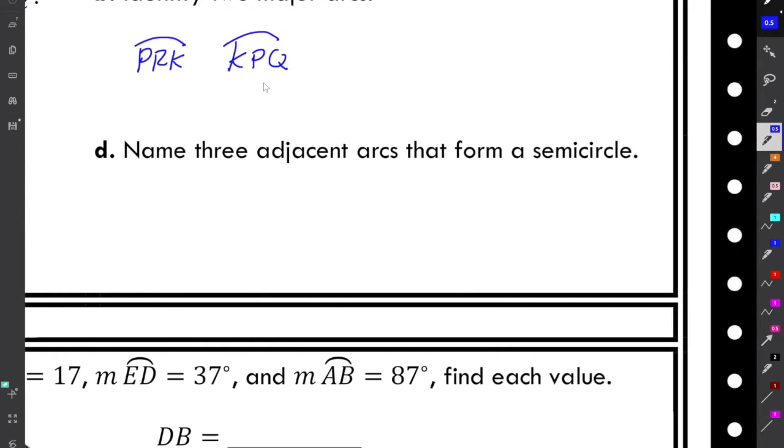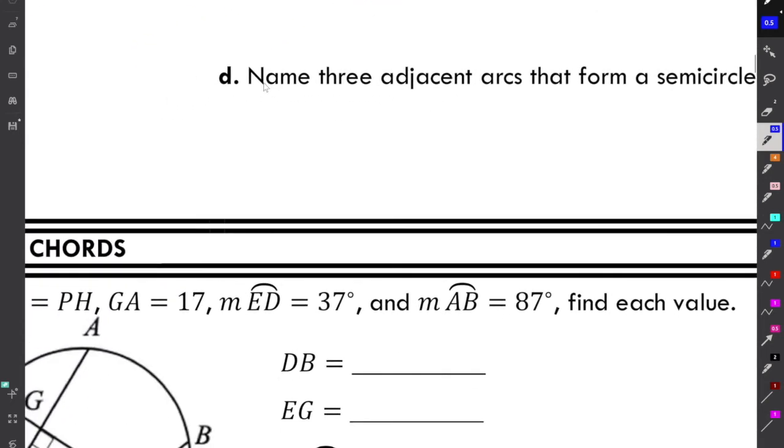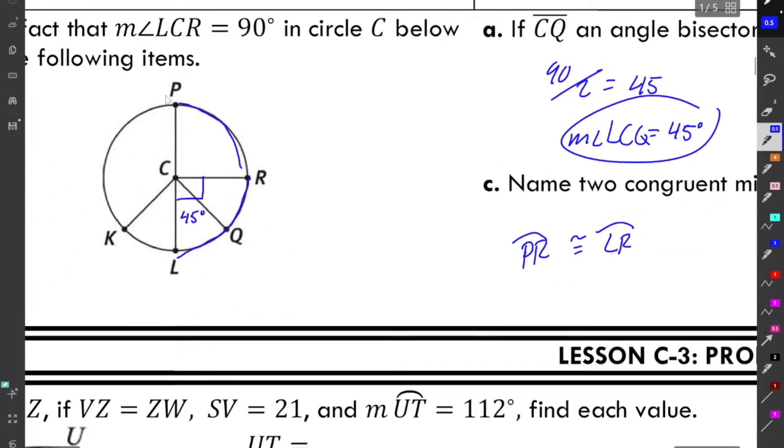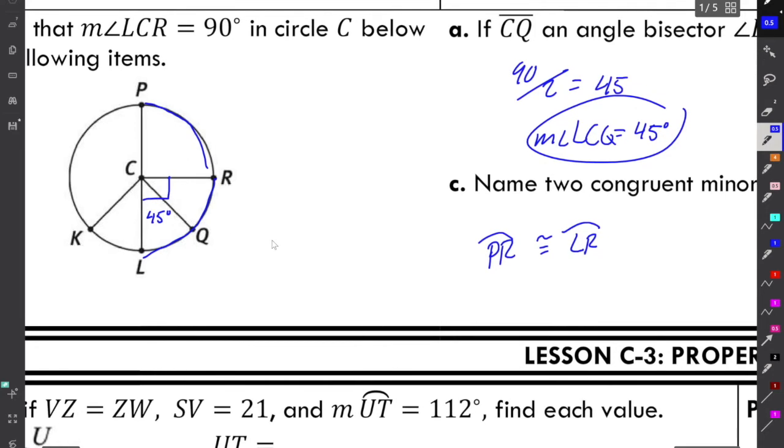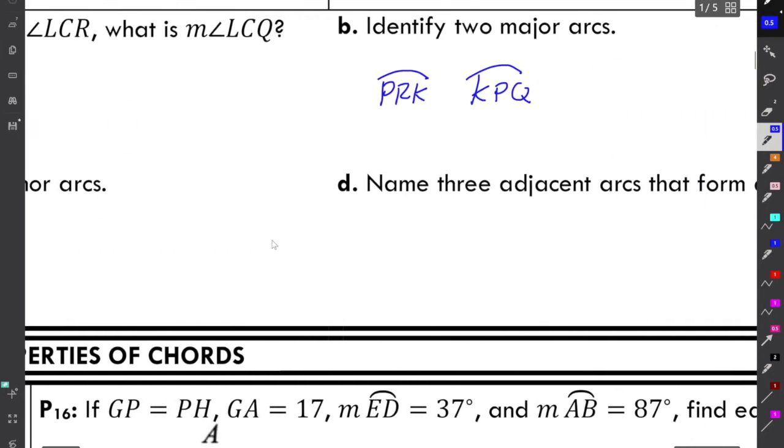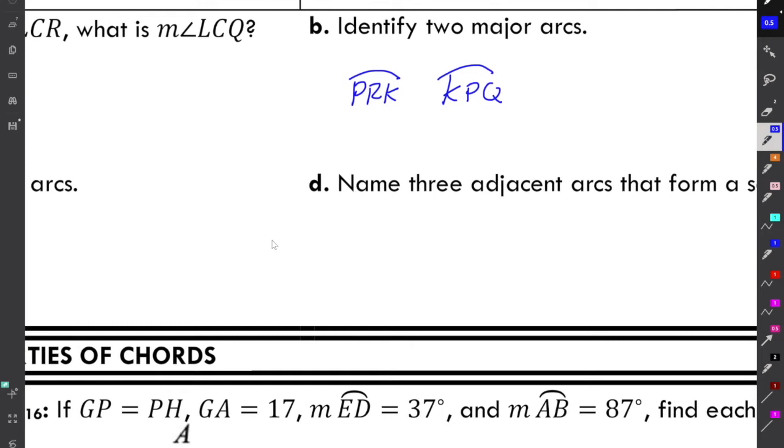Name three adjacent arcs that form a semicircle. A semicircle, of course, is just half of a circle, or 180 degrees. So the only three right here we can use are going to be PR, RQ, and QL. Remember, adjacent just means next to. That's how we got that.